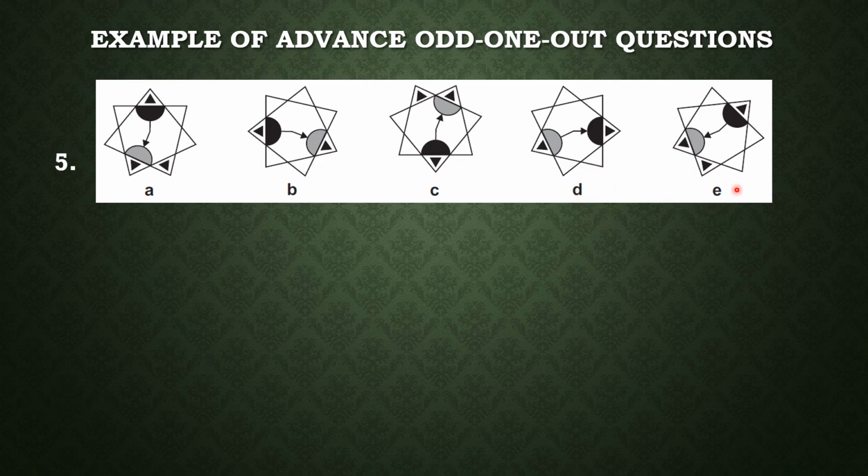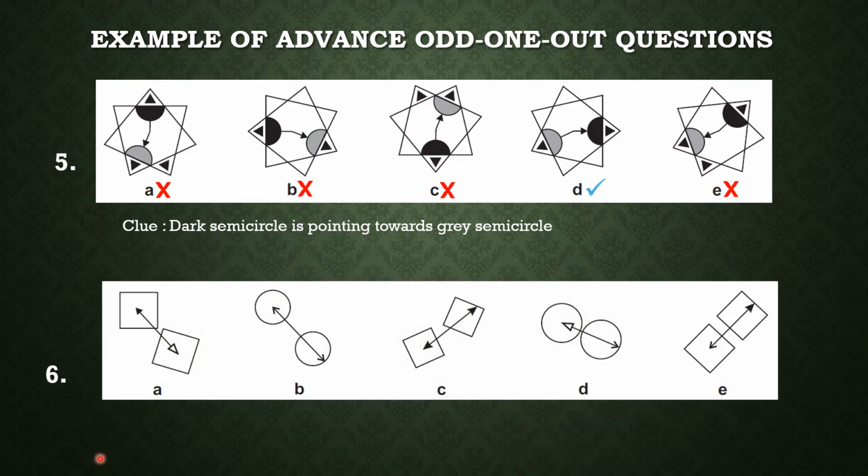And then let's have a look into the option E. Here also the dark semicircle is pointing towards the hatched semicircle. So if we go by that rule, the option D should be the odd one out. Now let's have a look into the next example.